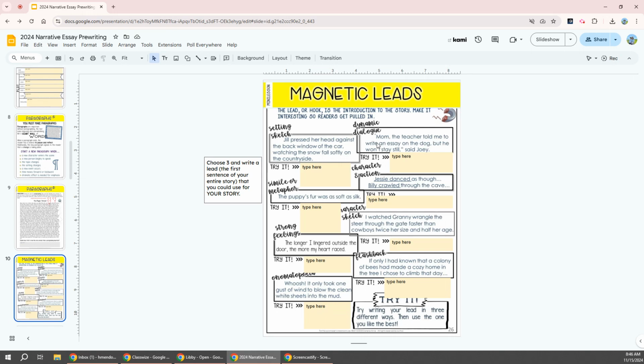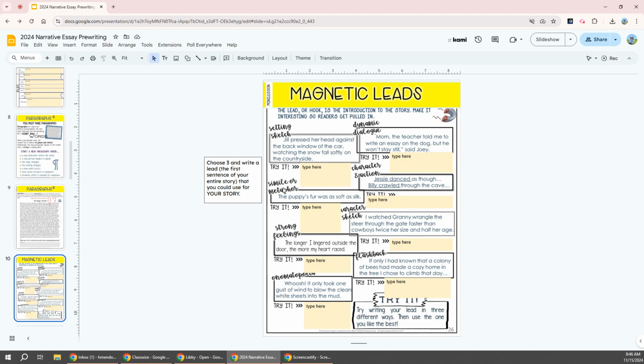"Mom, the teacher told me to write an essay on the dog, but he won't stay still," said Joey. So it's kind of just like a little silly bit of dialogue to start it off. We have character and action, which is "Jessie danced as though," or "Billy crawled through the cave."